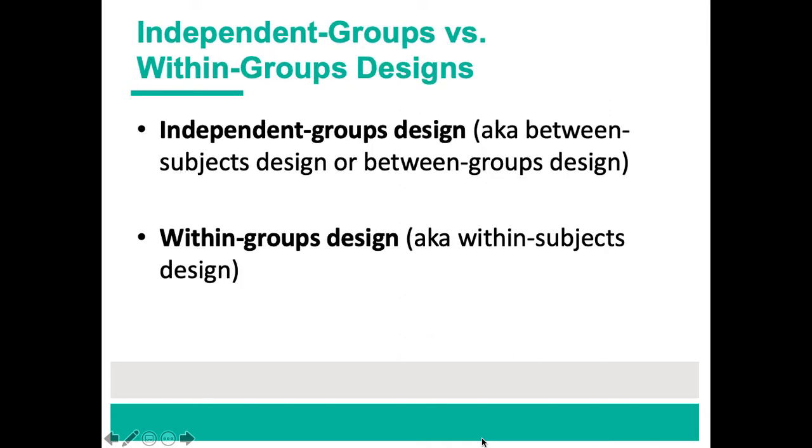Within this too, depending on the level of confounds you have, you can choose to use one of two types of experimental methods. You can use what's called an independent groups or within groups. And they both have different levels of confounding and different strengths and weaknesses to them. The major difference is that the independent groups, the between subjects design, depending on what you want to call it. Some people call it between groups.